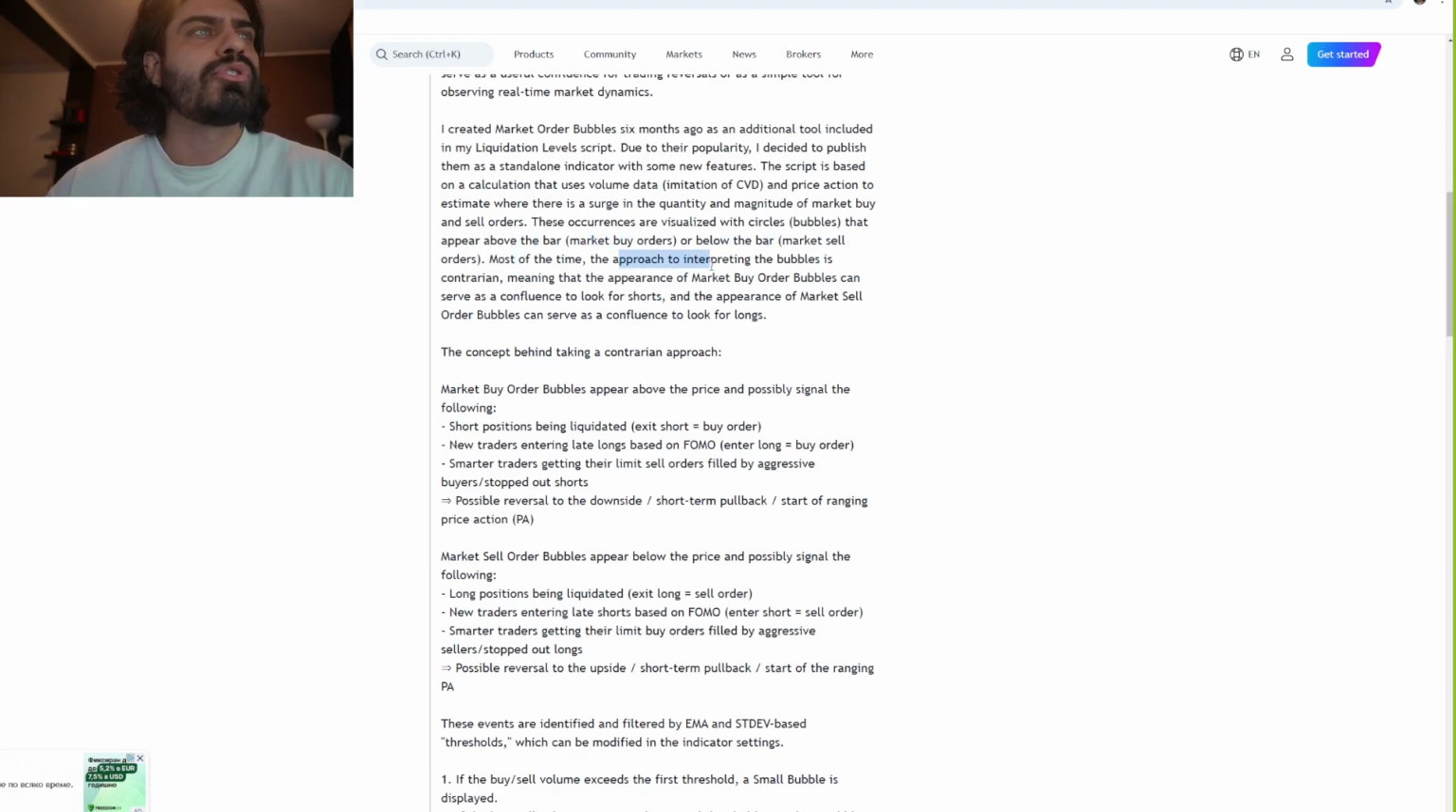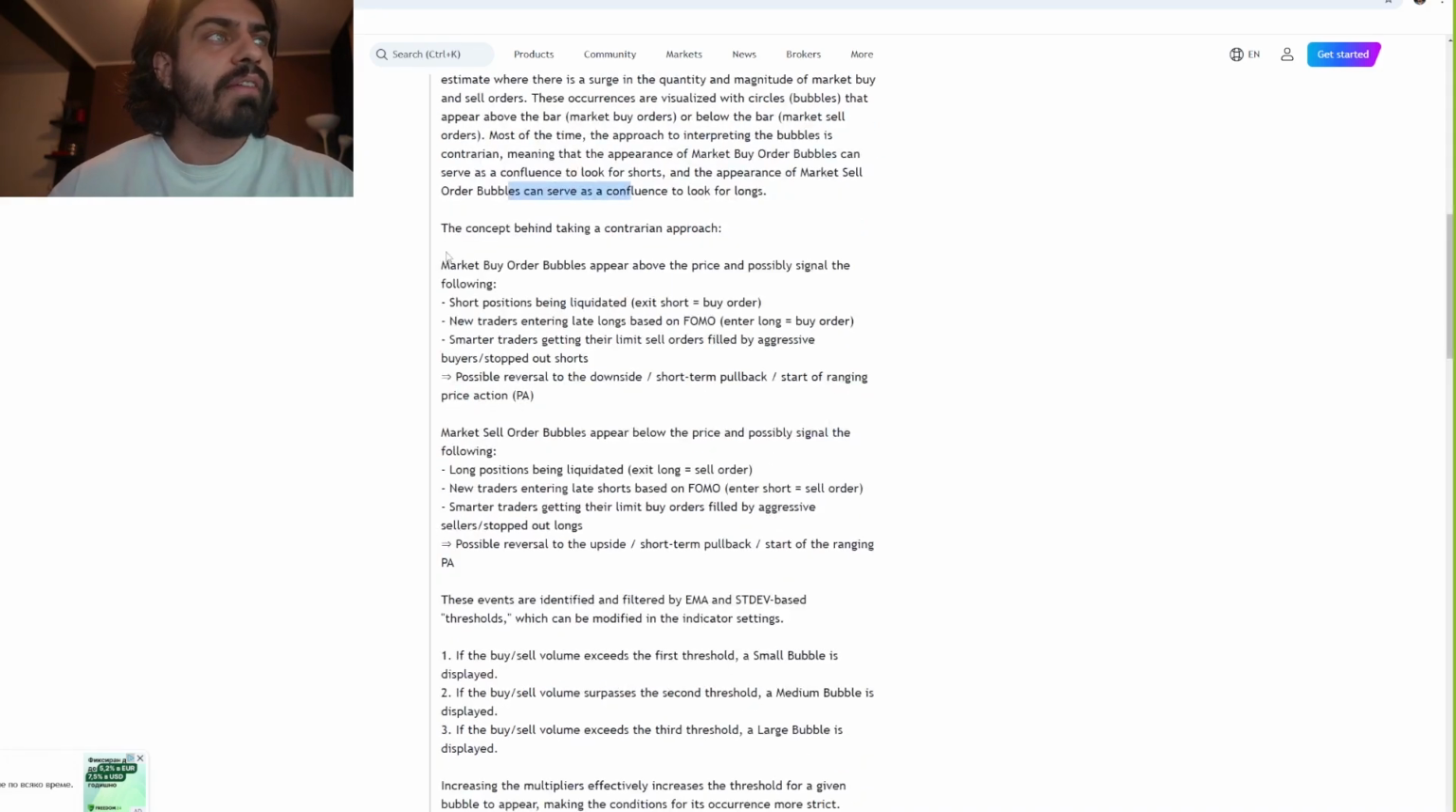Most of the time, the approach to interpret the bubbles is contrarian, meaning that the appearance of market buy orders can serve as confluence to look for shorts, and the appearance of market sell orders can serve as confluence to look for longs. When I show you this indicator and some of the settings that I use, it becomes a little more evident. But I think everyone should read this.